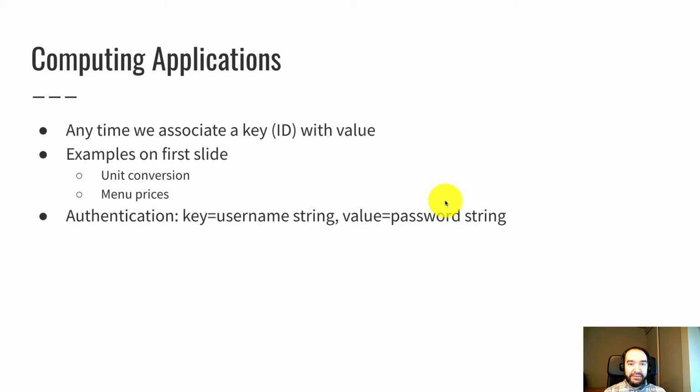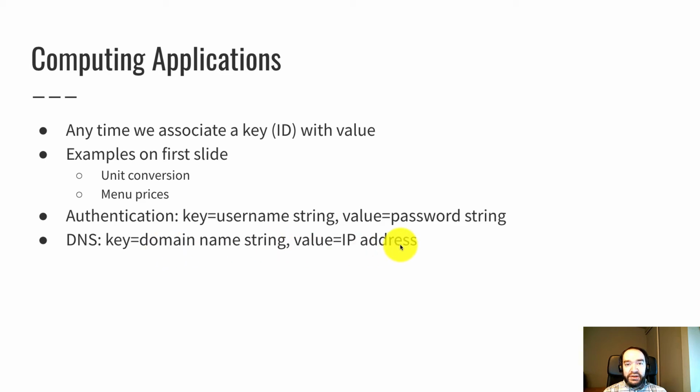And then when you try to log in, the backend server looks up in its map and decides if the password is right. They actually do it a little bit differently for security reasons, but it's kind of beyond the scope of this presentation. Another example is the domain name system. This is what maps a domain name like fullerton.edu into its IP address.